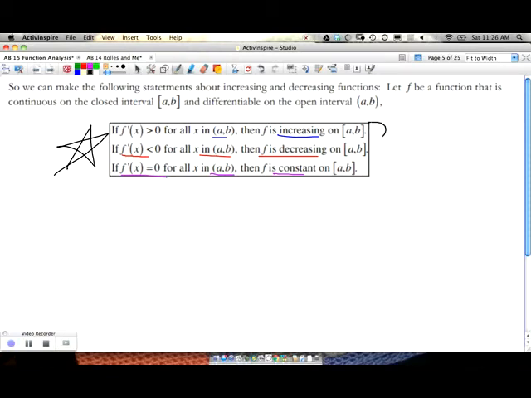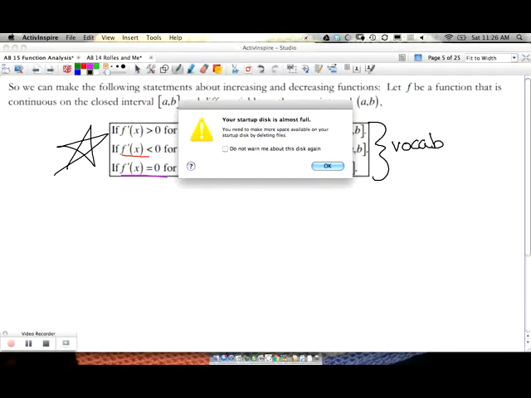This is huge. This is our vocabulary that we're going to be using over and over and over again. This is how we are going to respond to free response questions in particular. This is how you demonstrate your understanding.